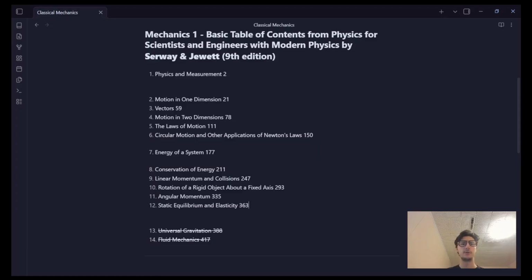Physics and measurement is the first chapter. Motion in 1 dimension, vectors, motion in 2 dimensions. The laws of motion, circular motion and other applications of Newton's laws, energy of a system, conservation of energy, linear momentum and collisions, rotation of a rigid body about a fixed axis, angular momentum, static equilibrium, and elasticity.